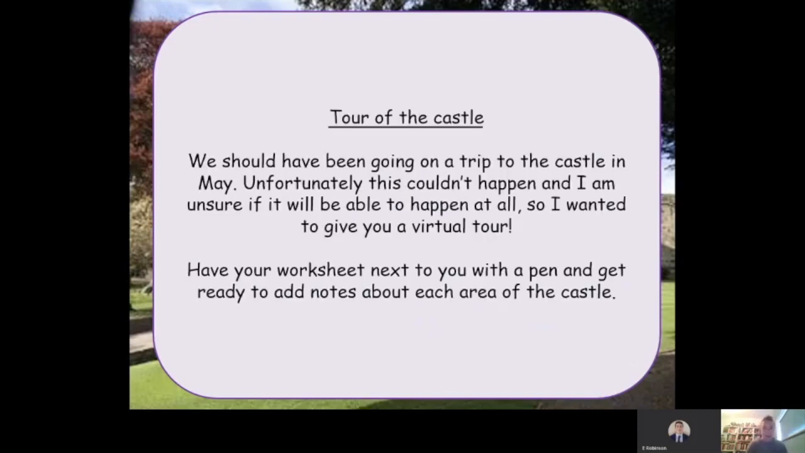So, tour of the castle. We should have been going on the trip in May. Unfortunately, it couldn't happen, so I'm going to take you around. Now, obviously, some of this was built for the live session.